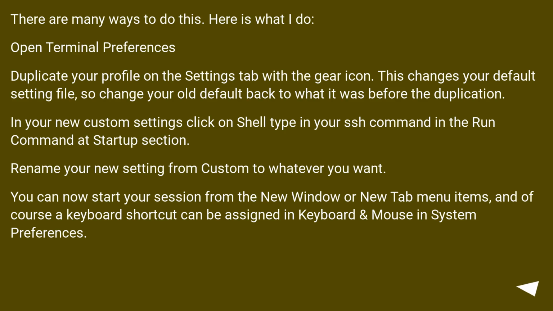There are many ways to do this. Here is what I do. Open Terminal Preferences. Duplicate your profile on the Settings tab with the gear icon. This changes your default setting file, so change your old default back to what it was before the duplication. In your new custom settings, click on Shell and type in your SSH command in the Run command at startup section. Rename your new setting from Custom to whatever you want.